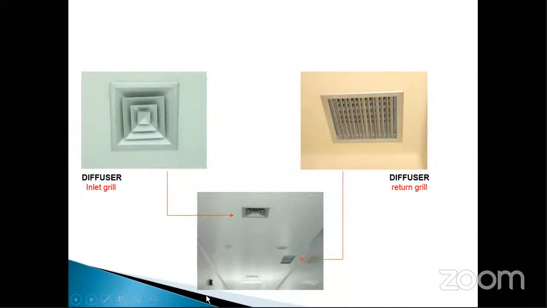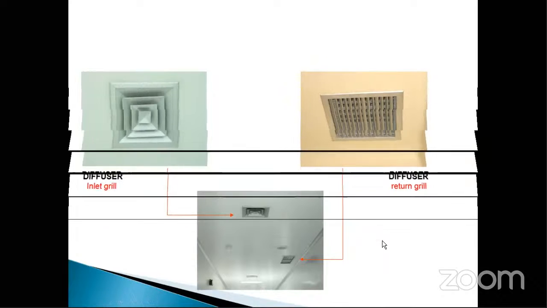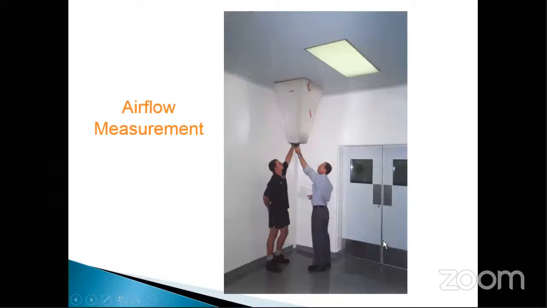These are air terminals through which cool air will be supplied to the space, and we need to check and ensure that the space gets proper airflow. So there are different instruments to measure the airflow. We have an anemometer to check the flow of air.